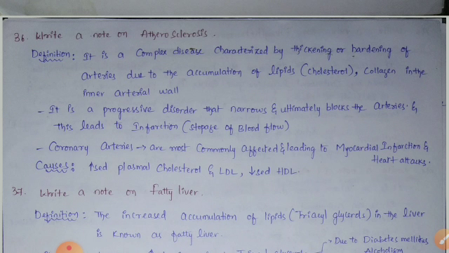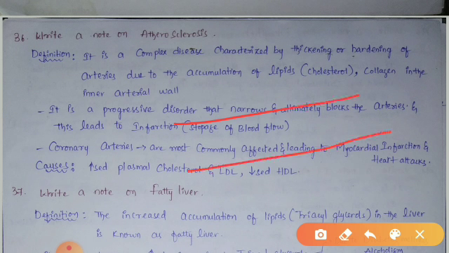Write a note on atherosclerosis. Atherosclerosis can be defined as a complex disease characterized by thickening or hardening of arteries due to the accumulation of lipids, that is cholesterol, and collagen in the inner arterial wall. Generally in atherosclerosis, this is the blood vessel. Due to the accumulation of cholesterol, the pathway of the blood vessel becomes narrowed.